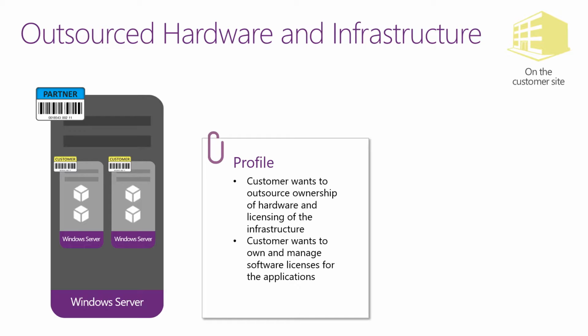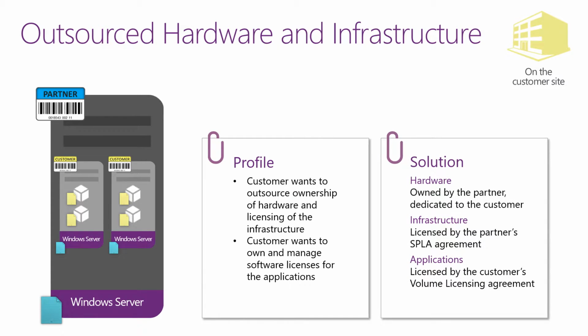I'm going to show licenses acquired through this program as blue licenses, and the partner would use a SPLA agreement to license the infrastructure components. And the applications? Well, again, the customer can still use their volume licensing agreement to license these. So the solution in this example was that the partner owned the hardware and provided it to the customer for their dedicated use. They then acquired licenses for the infrastructure through a SPLA agreement.